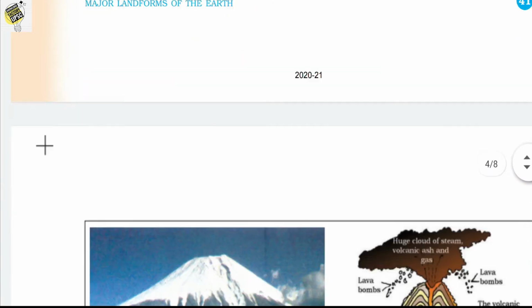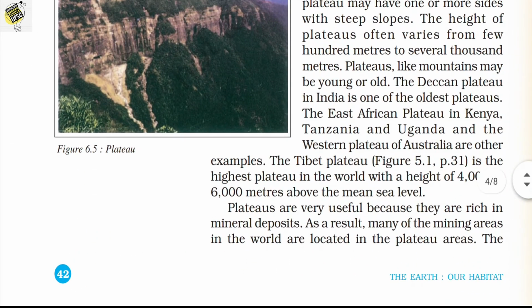And what is the specialty of Tibetan Plateau? The Tibetan Plateau is the highest plateau in the world with a height of 4,000 meters to 6,000 meters above the mean sea level. Okay, so which is the highest plateau in the world? Tibetan Plateau is the highest plateau in the world, and the oldest plateau in India is Deccan Plateau. And other examples of plateaus are East African Plateau in Kenya, Tanzania, Uganda, and Western Plateau in Australia.